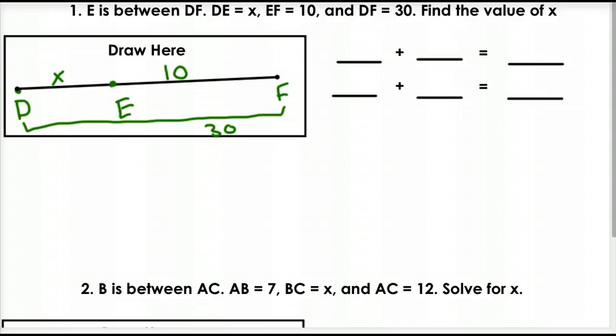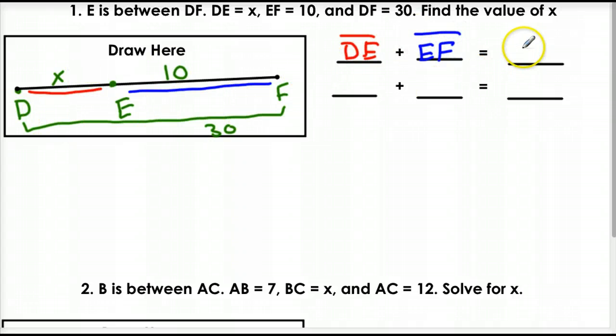All right, we can do that. I think we can handle it. So first thing we do is write the segment addition postulate. DE, that's the first segment, and that's right here, plus EF, segment EF, is equal to the whole thing, which is DF. That's in green. Now we substitute our known values. DE is equal to X, EF is equal to 10, and DF is equal to 30.